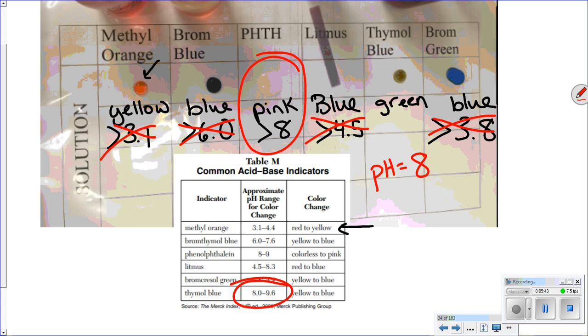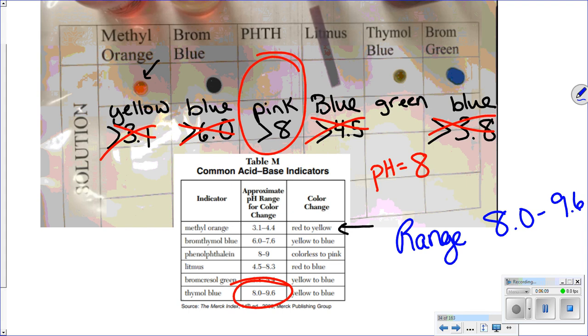So if I were asking you, based on this information, to tell me a pH range for this solution, the range that you would probably tell me based on your data should probably be somewhere between 8.0 to 9.6. With indicators, we really can't get an exact value. We do have a universal indicator, which can give us a little bit more information, and we will use that a little bit in class.